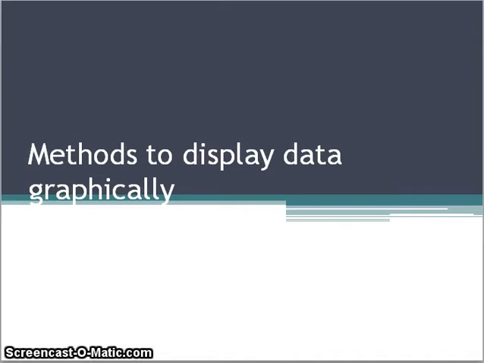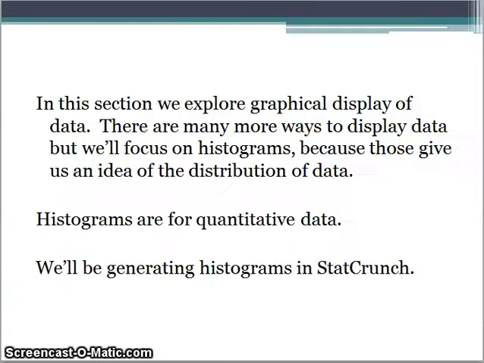Hi, welcome to the section on displaying data graphically. There are a lot of methods to display data graphically, but we're just going to focus on histograms, partly for the sake of time, but those are the most important ones because they give us an idea of what the distribution of the data looks like. Histograms are only for quantitative data. We're not focusing on qualitative data.